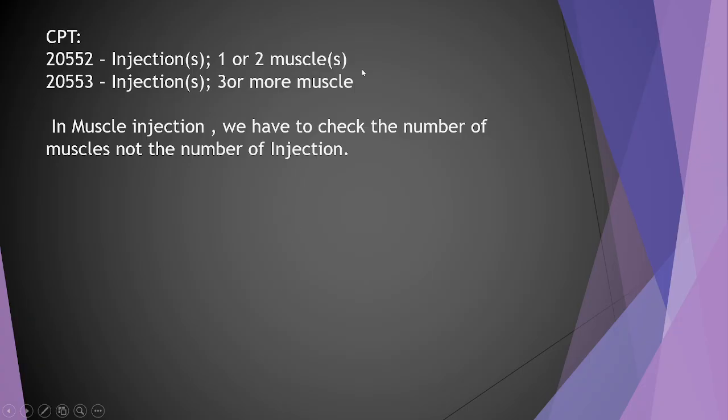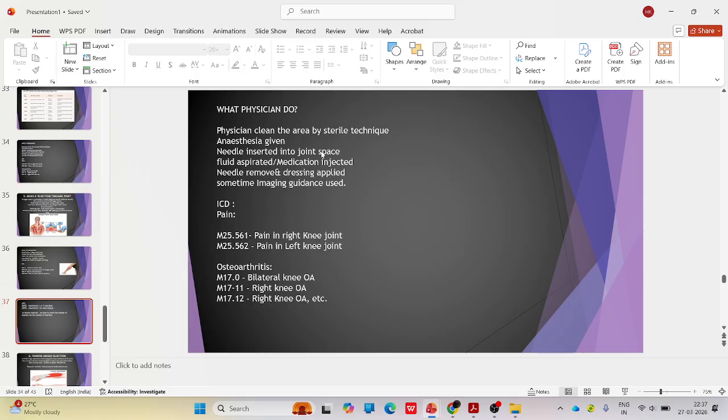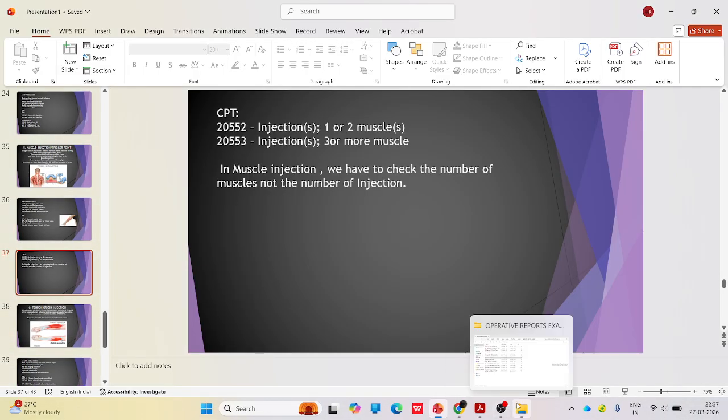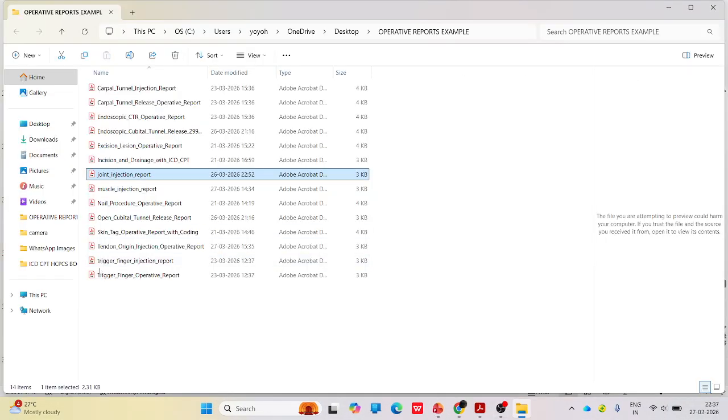Injection of one or two muscles, injection of three or more muscles, 20553. In muscle injection, the guideline we have to learn is that we check the number of muscles, not the number of injections. Why? Because multiple injections may be given but into one muscle. So the difference here is the muscle count, one or two muscles or three or more muscles. So we see the example of the muscle injection.